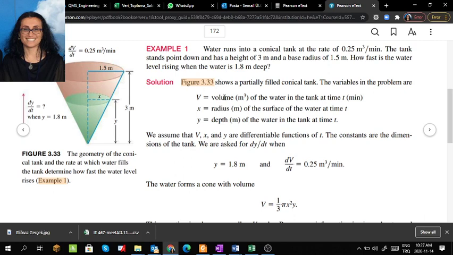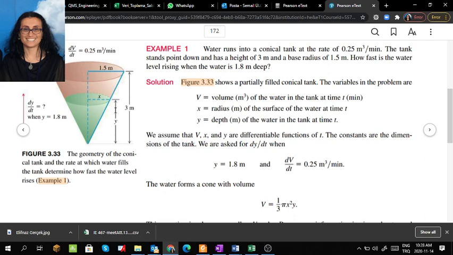First thing, we let V be the volume in terms of meter cube of the water in the tank at time t, and the time is in terms of minutes, and x is the radius of the surface of the water at time t. Look at the picture. This green part is the water that's rising, and it's going to look like a cone in shape. And since it's a cone, the base of the cone has a radius x in here. As the water level rises, this x is going to increase. And also this y represents the level of the water, and this y is going to also change as time goes on.